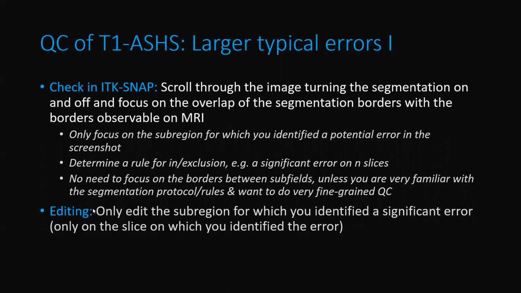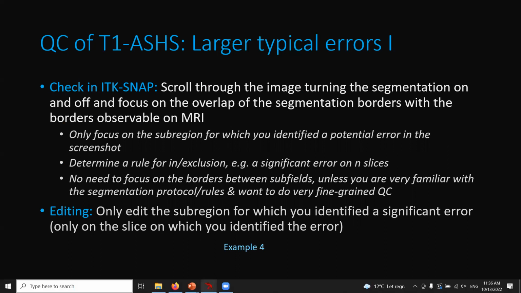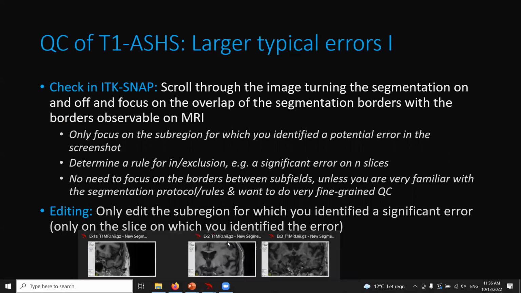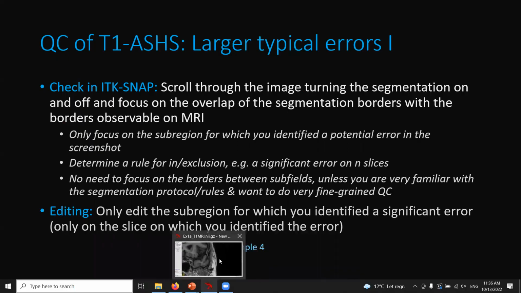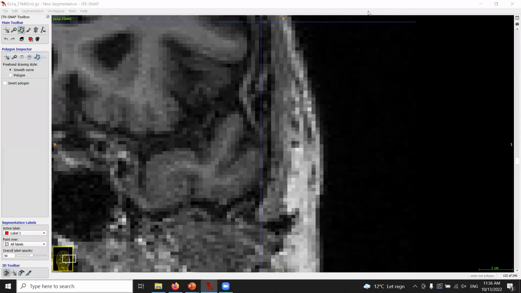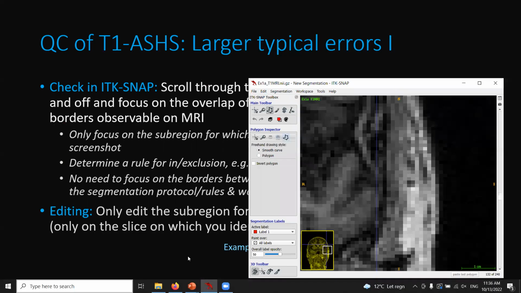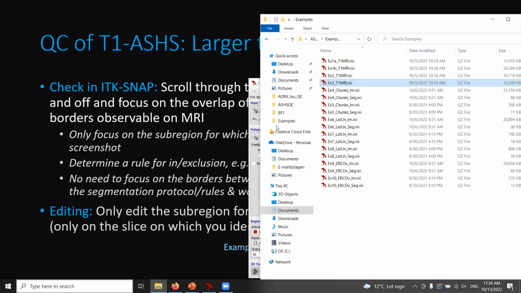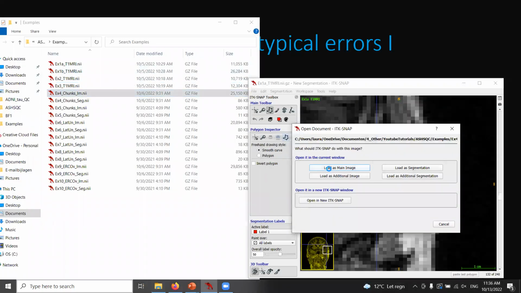With regard to editing, which I'll also show, I would only edit the subregion for which you identify the significant error, and only on the slice in which you identify the error. So now I want to show another sample. I'll remove some of these windows. Load the image.